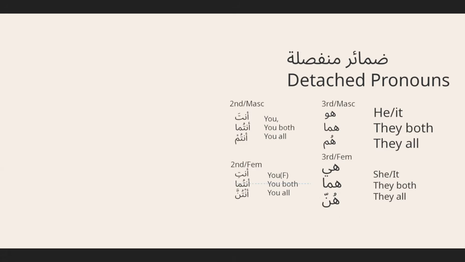Huwa, huma, hum, hiya, huma, hunna, anta, antuma, antum, anti, antuma, antunna. And then the last, first person, is the same for masculine and feminine. There's only two, alhamdulillah: ana, I, and nahnu, we. It's the same for masculine and feminine. I and we. That's it.